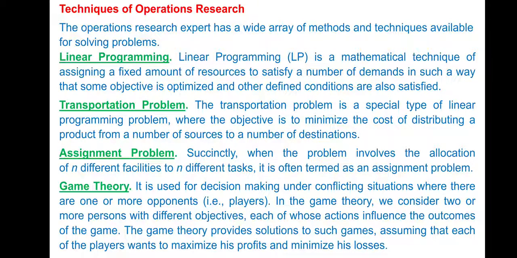Game theory. It is used for decision making under conflict situations where there are one or more opponents. How can we make it? That is players in game theory. We consider two or more persons with different objectives, each of whose actions influence the outcomes of the game. Game theory provides a solution for such games, assuming that each of the players wants to maximize his profit and minimize his losses.